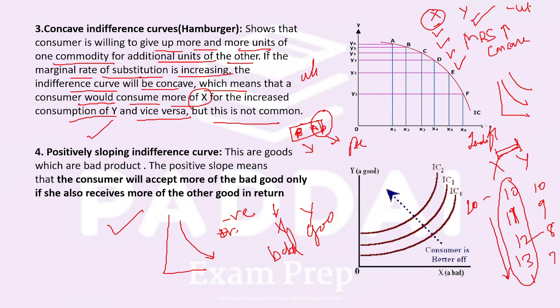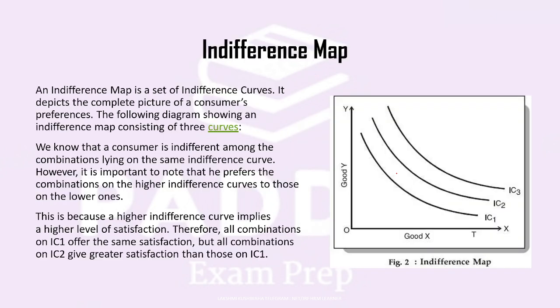So the shopkeeper says, okay, you buy bananas, more of bananas, and I will reduce the price of apples. So he is selling the bad product while reducing the price of the good one. So what is the consumer doing? The consumer is accepting the bad good. He will accept more of the bad good to get some good product. In this case, it becomes positive sloping. Clear? So these are the four different types of indifference curve, or possibilities of indifference curve.